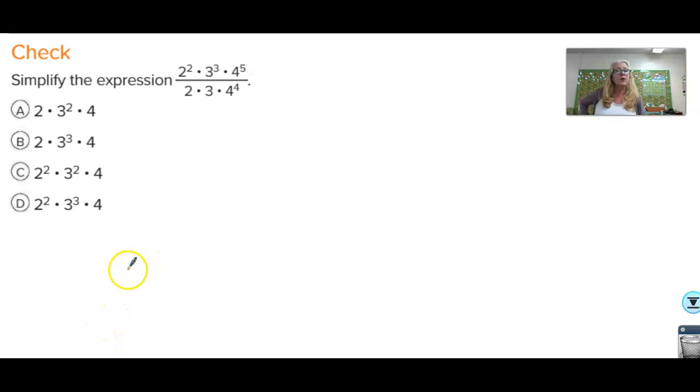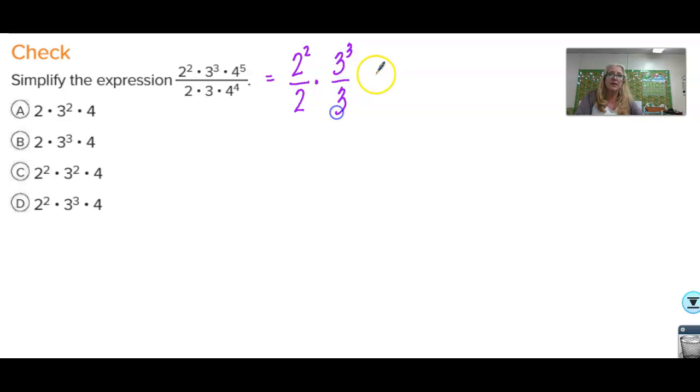Now here we have a quotient of powers property. When we were faced with a problem like this, what we did was we broke it up into smaller fractions: 2 to the 2nd over 2 times 3 to the 3rd over 3 times 4 to the 5th over 4 to the 4th. Right?